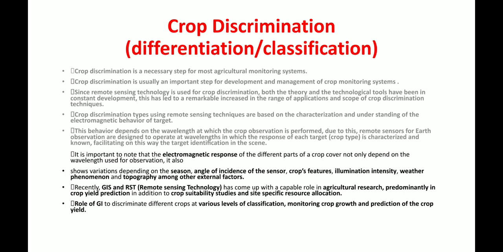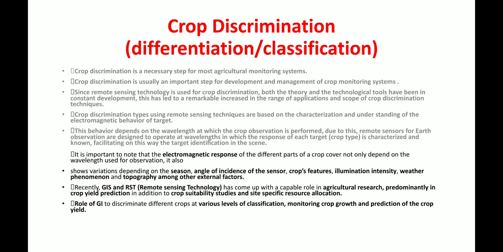Crop discrimination types using remote sensing techniques are based on the characterization and understanding of the electromagnetic behavior of the target. As we know, remote sensing technology is based on electromagnetic energy or solar radiation, which discriminates the crops based on their characterization, and this behavior depends on the wavelength at which the crop observation is performed.